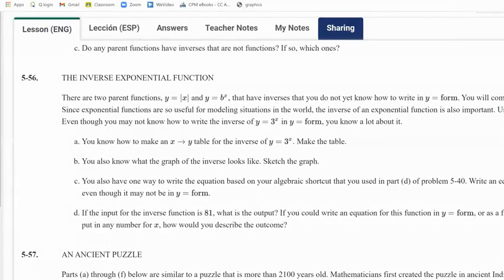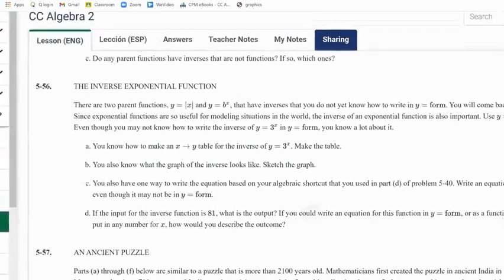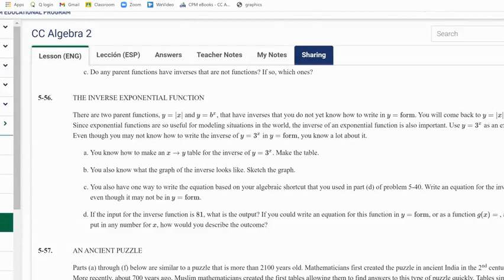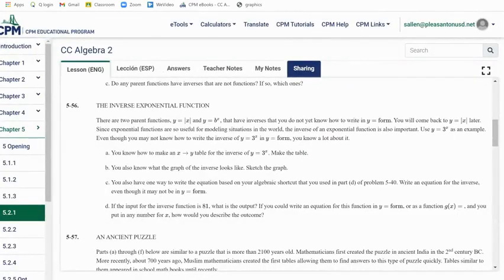Okay, so for question 56, we're going to go ahead and do this one together. There are 2 parent functions, y equals the absolute value of x and y equals b to the x, that have inverses that we do not yet know how to write in y equals form. So we could possibly graph these, right? We could just switch the x and y and then go from there. But they're saying we don't know how to write the actual equation, and that was kind of your task for 55. So you will come back to the absolute value equation later.